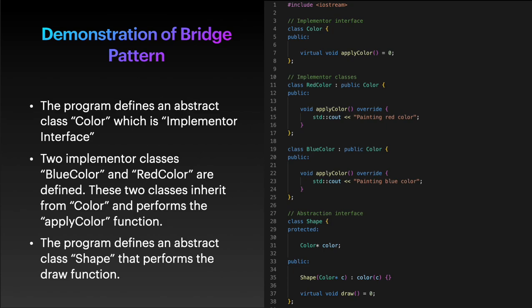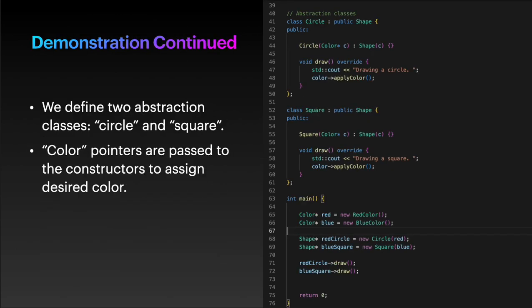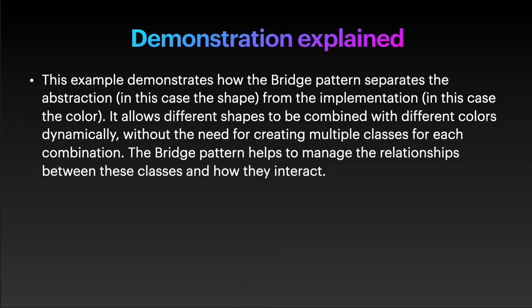Let's look at a demonstration of the bridge pattern. First, the program defines an abstract class color, which is the implementer interface. Second, there are 2 implementer classes, blue color and red color, that are both defined. These 2 classes inherit from color and perform the apply color function. The program defines an abstract class shape that performs the draw function. Then the program defines 2 abstraction classes, circle and square. Color pointers are passed to the constructors to assign the desired color.